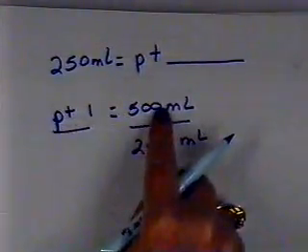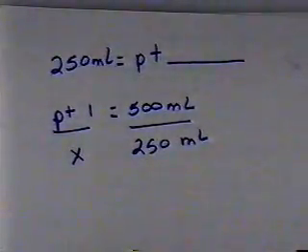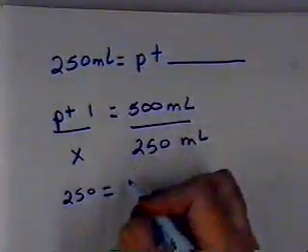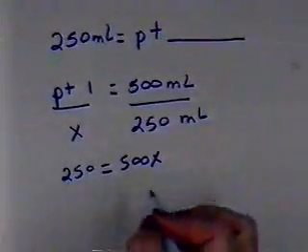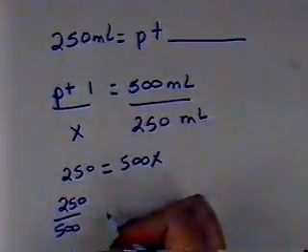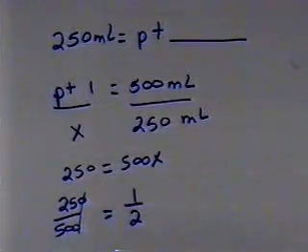1 pint is 500 milliliters, so 250 milliliters is X. 250 equals 500X. When I divide, this is going to reduce to 1/2.